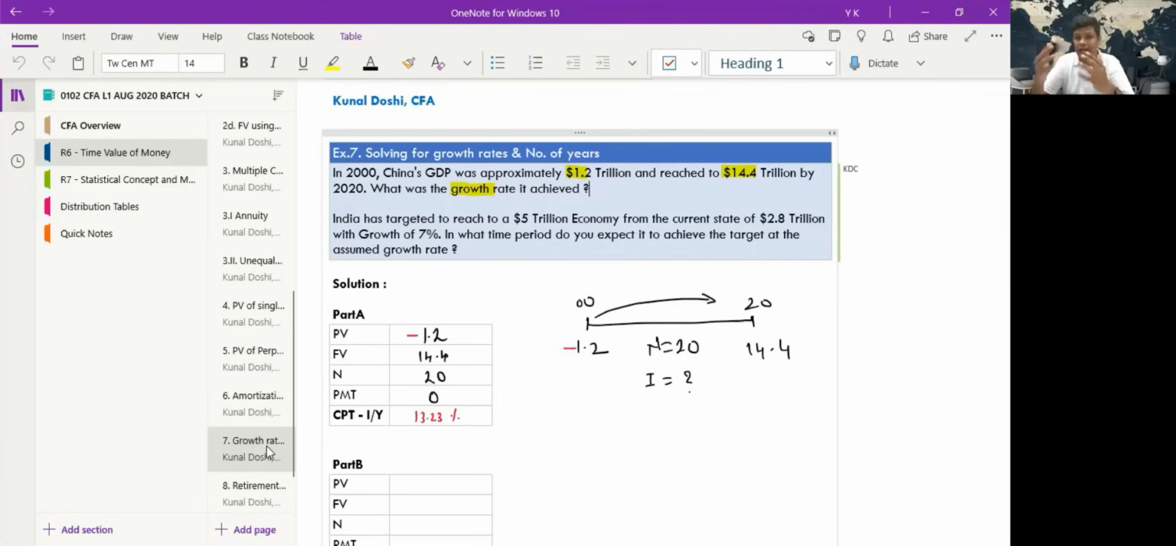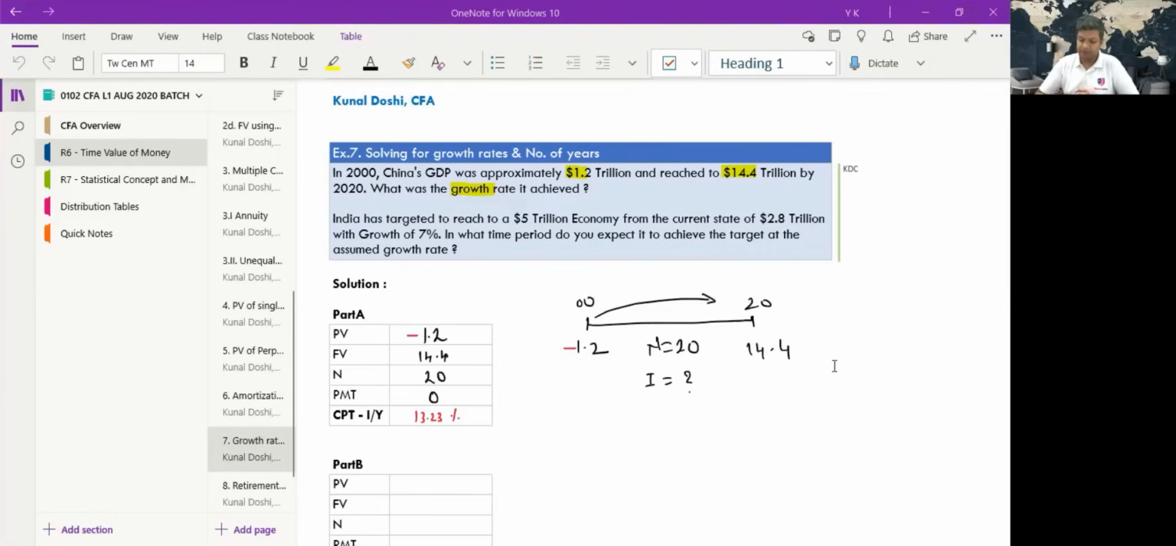If you don't do that, the calculator is not over intelligent. It's going to take the previous number. So you have to overwrite it by pressing 0 PMT. If you don't do this, you will have a lot of difficulty getting an accurate answer. Yes, everyone got 13.23? Yes, sir.